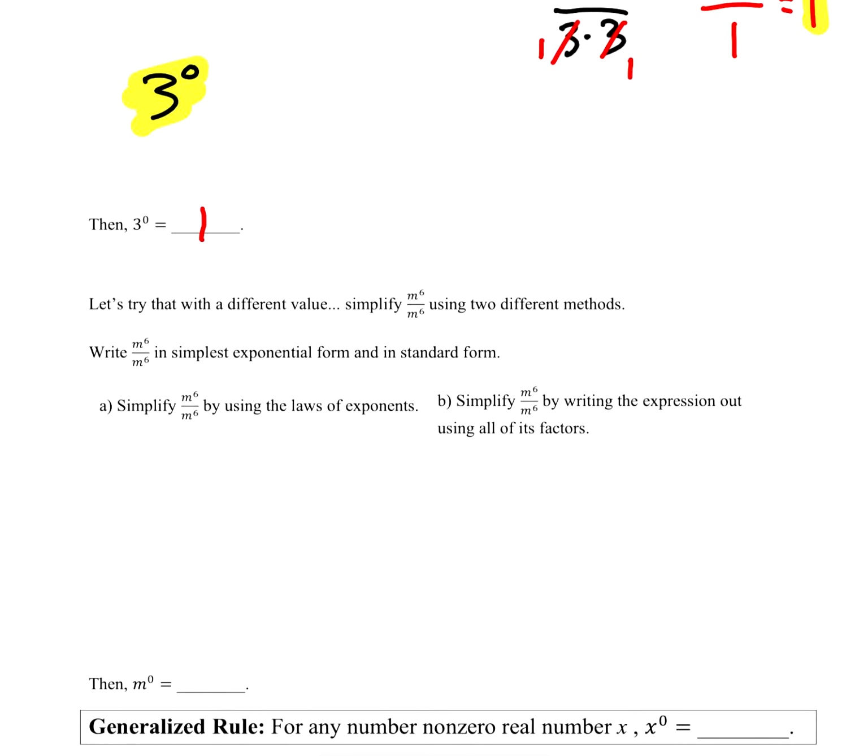We'll do the same thing here, m to the 6th divided by m to the 6th. We have the same base, so we can subtract the exponents. That would be m to the 6 minus 6, which is going to give us m to the 0 power.